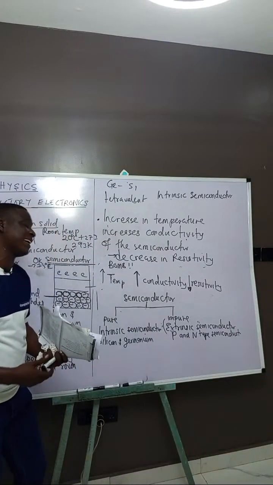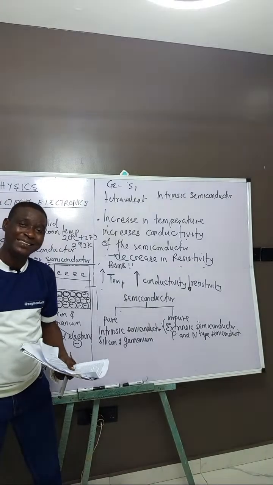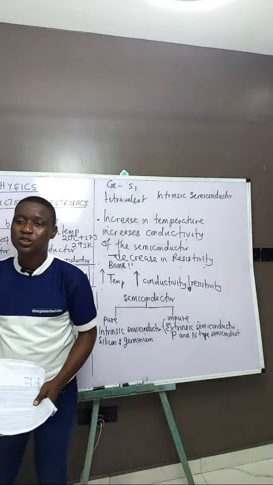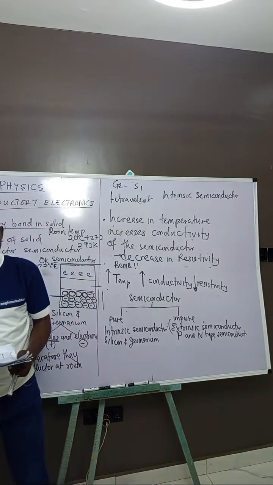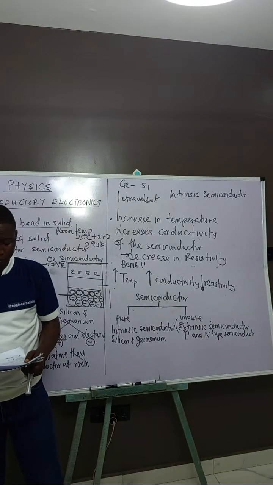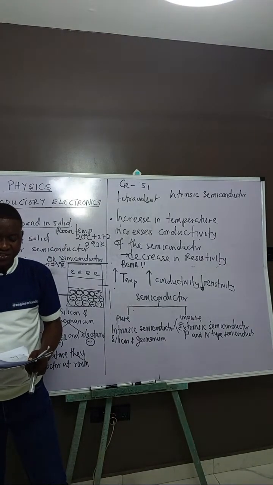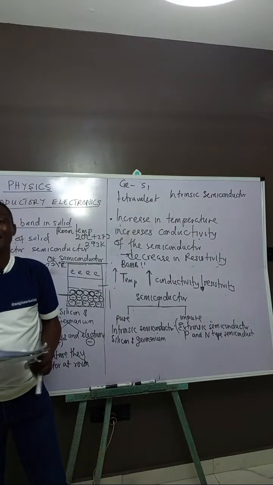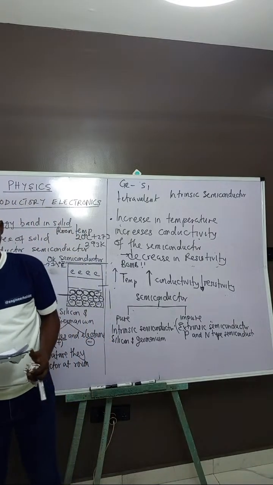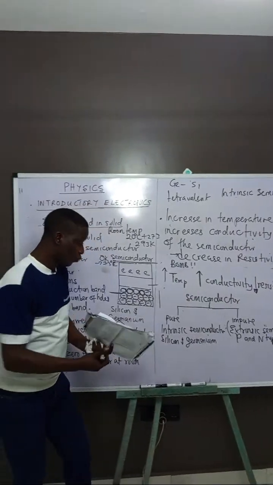Extrinsic semiconductors are semiconductors produced or generated as a result of doping. Now, question 15, somebody has to repeat it. Which of the following is a pure semiconductor? A, silicon. B, carbon. C, transistor. D, phosphorus. The answer is silicon. I've answered that.